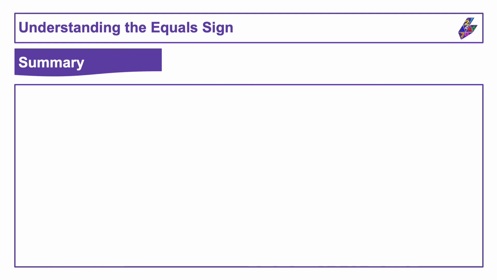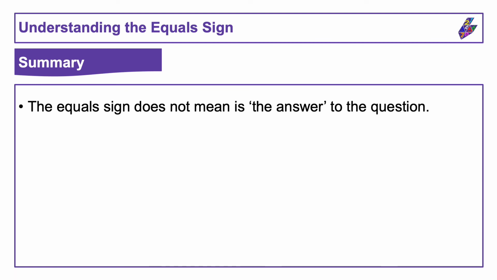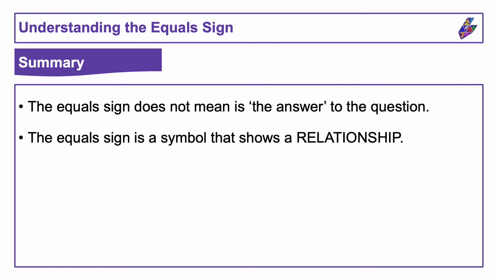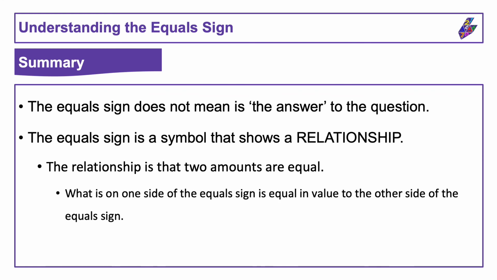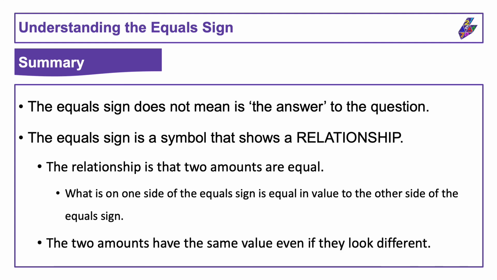So to give a summary of what we've explored, the equal sign does not mean is the answer to the question. The equal sign is a symbol that shows a relationship. The relationship is that two amounts are equal. What is on one side of the equal sign is equal in value to the other side of the equal sign. The two amounts have the same value even if they look different.